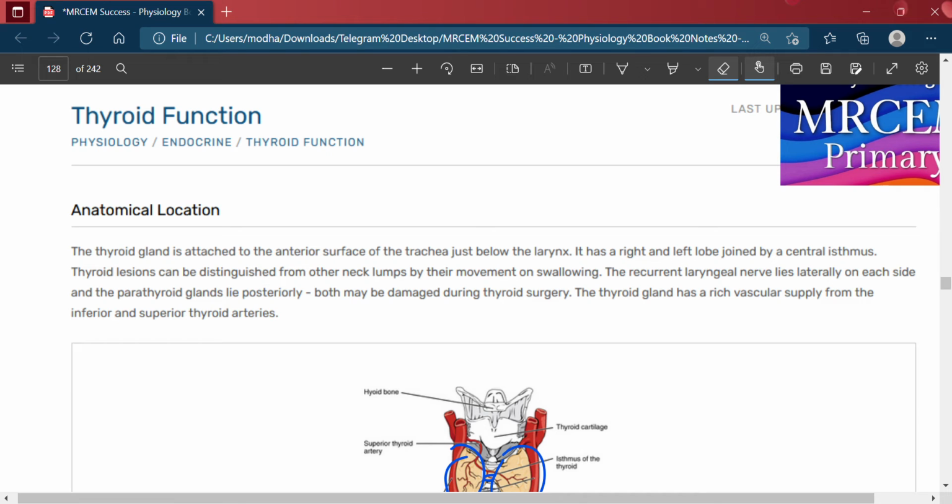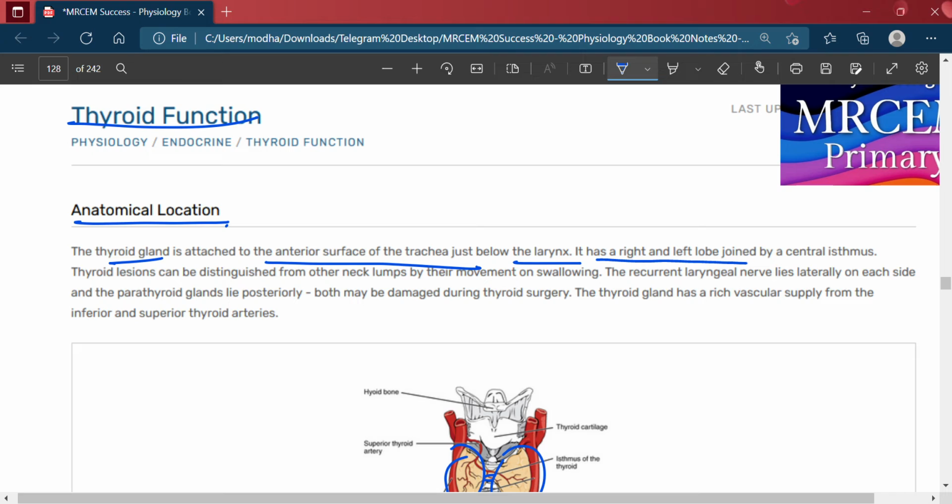Okay, let's start with the thyroid function. Anatomical location: the thyroid gland is attached to the anterior surface of the trachea, just below the larynx.